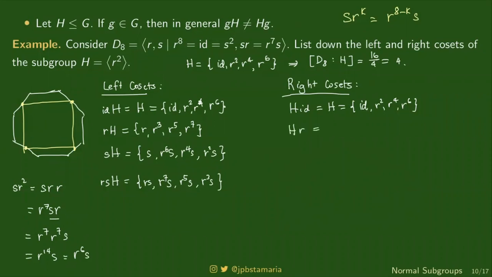If you do HR, sa kanan tayo mag-multiply. As you can see, it doesn't matter as well. Kasi mga powers ng R ang involved. So if you multiply by R, whether to the left or to the right, it won't actually matter. And if you multiply by S on the right, anong lalabas? Meron kayo mapapansin. Ay, saan ako nag-multiply? Sorry. HS. Ito yung H pala. Multiply ka ng S: S, R squared S, R to the fourth S, R to the 6S.